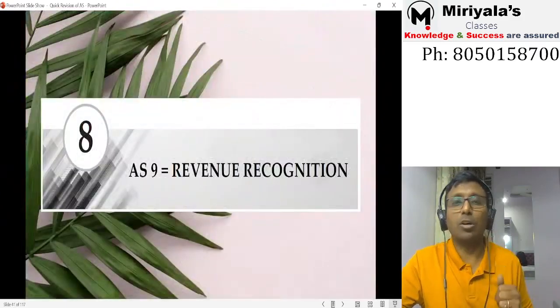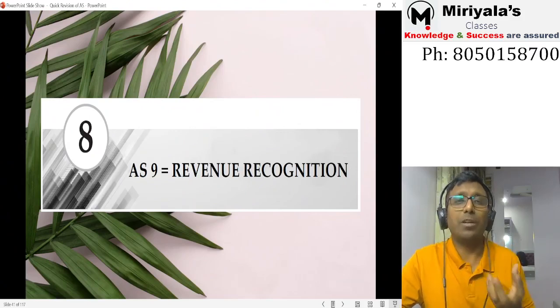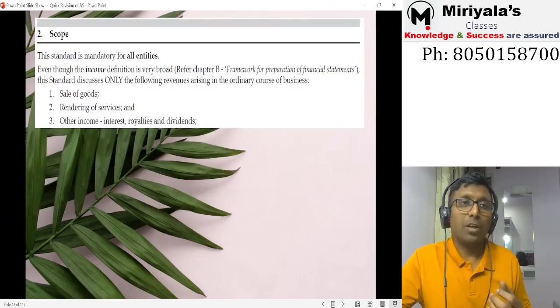Then, let's go to Accounting Standard 9, revenue recognition. First, what do you mean by revenue recognition? Recognition means when to record it. The standard does not talk about how much to record, because how much to record will be decided by the contract.